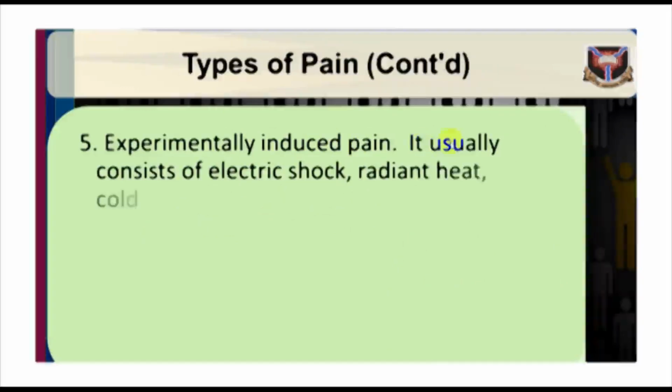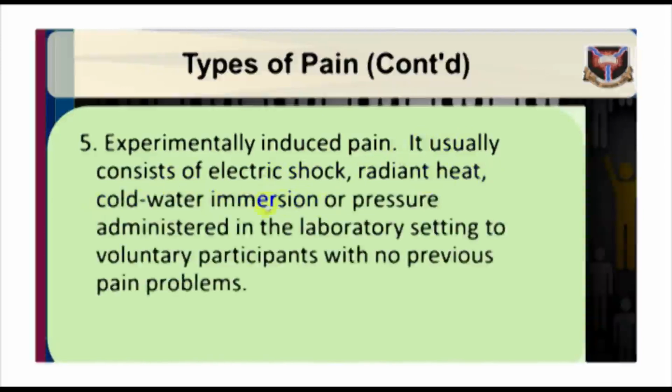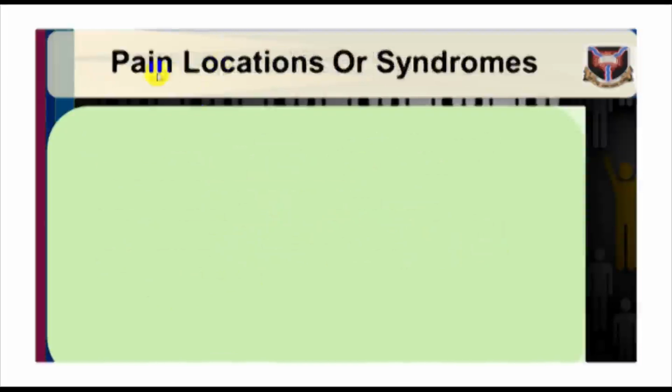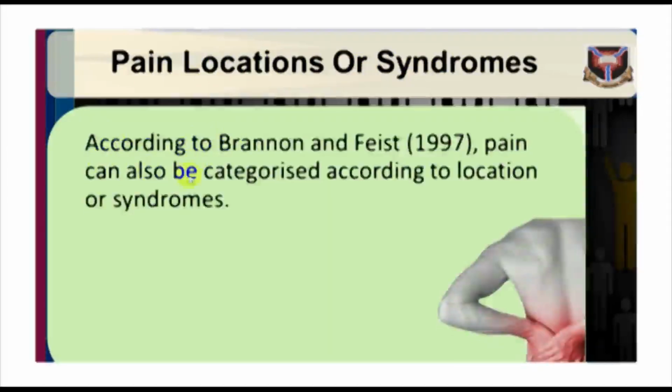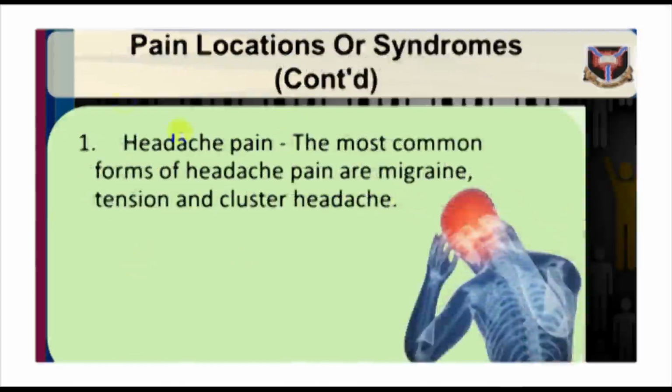5. Experimentally induced pain. It usually consists of electric shock, radiant heat, cold water immersion, or pressure administered in the laboratory setting to voluntary participants with no previous pain problems. According to Brannon and Feist, 1997, pain can also be categorized according to location or syndromes. Hence, we have pain conditions or syndromes such as headache, low back pain, myofascial, arthritis, cancer, or phantom limb pain.